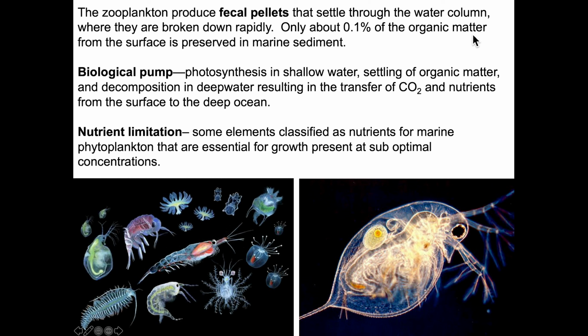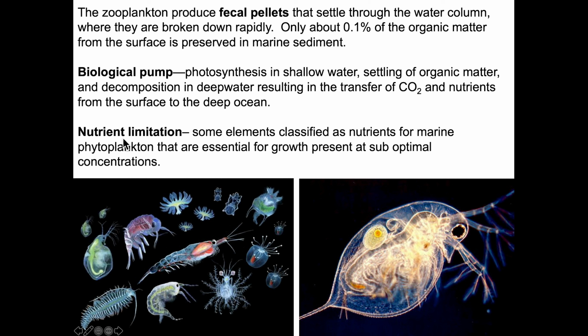About 0.1% of the organic matter from the surface is preserved in marine sediment, so nearly all of it, 99.9%, decomposes or respires before it can become marine sediment. This is known as the biological pump. Photosynthesis in shallow water, settling of organic matter, and decomposition in deep water, resulting in the transfer of CO2 and nutrients from the surface to the deep ocean. So we pump nutrients and we pump organic matter from the surface down into the deep ocean.